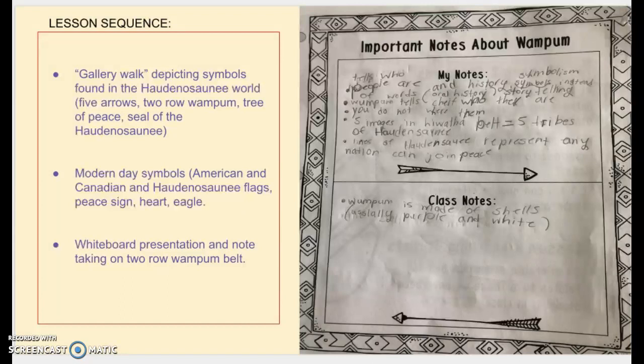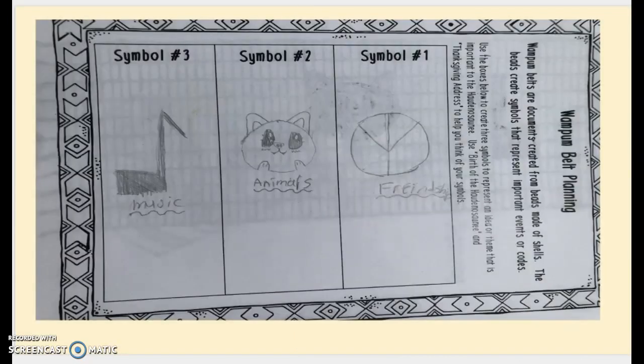Furthermore, after a whiteboard presentation of notes, students continued to write and discuss about the wampum. Here you see a planning sheet for a wampum belt. The student is interested in music and animals and friendship. So the order that the student's going to talk in the paper is the order you see, symbol 1, 2, and 3.